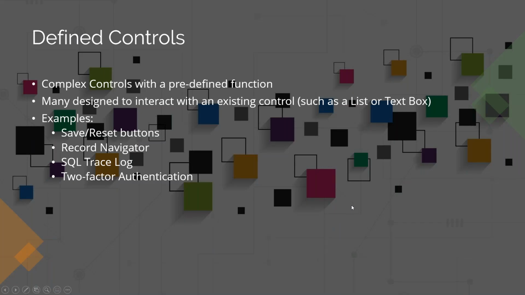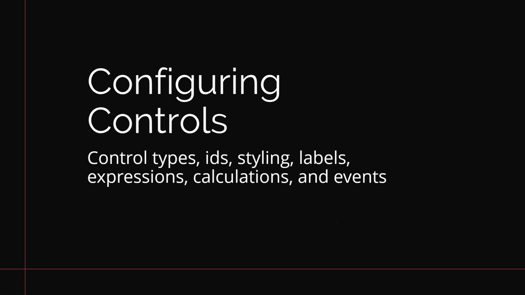And then defined controls are complex controls with a predefined function. So your record navigator for your list control, or the SQL trace log, which is a debugging tool you can add to the UX to get a readout of what types of SQL queries are being run when you're doing an insert or an update on your lists. And then also two-factor authentication. All of our pre-built editor sets are in there, which work with the form box, or form view, which we haven't even talked about, I think, in any demos recently. So that's just a quick rundown of what the different classifications of controls are.